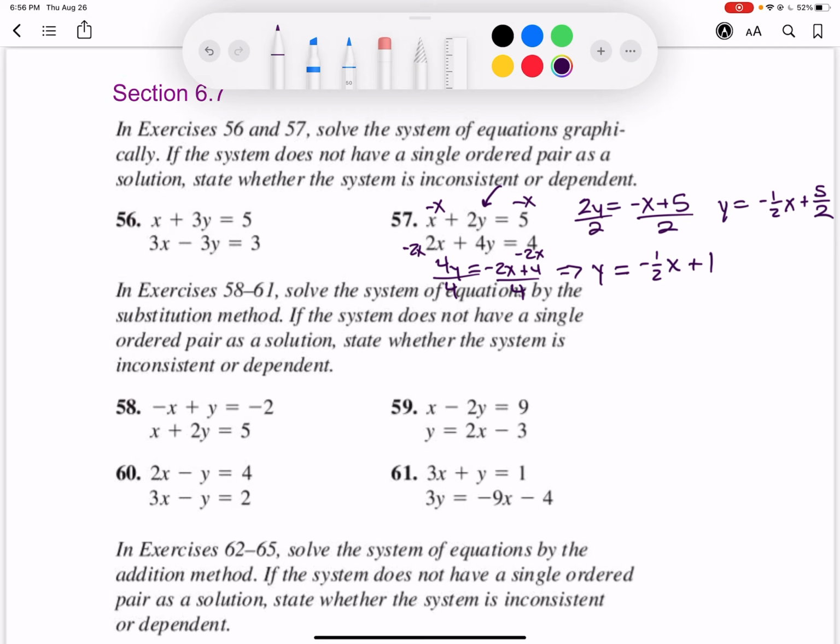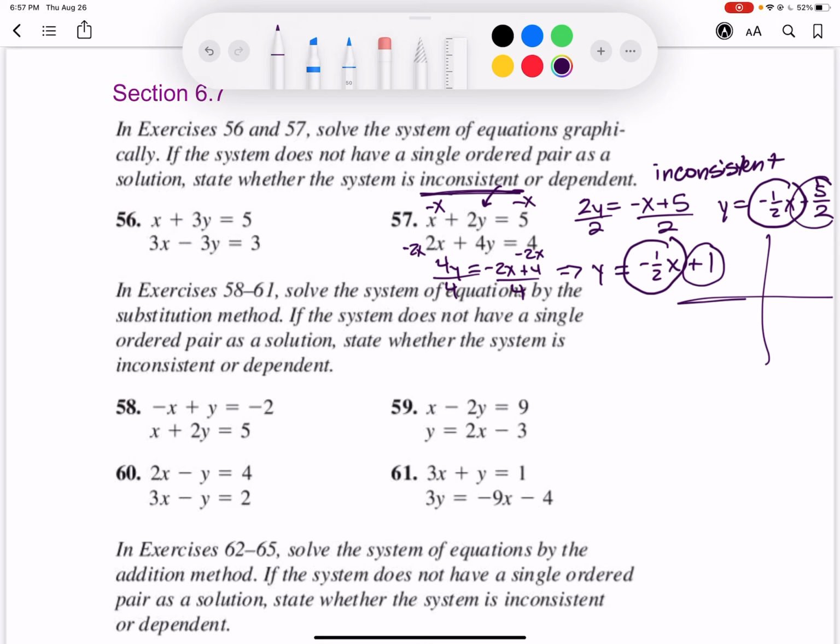What I want you to do, we don't even have to graph anything right now. I don't know if you see it or not, but these both have the same slope and different intercepts. So these are going to be parallel lines. It doesn't matter which, we know that it's inconsistent because they are parallel, they're never going to meet anywhere. So in this particular one, you would just say that it's inconsistent.